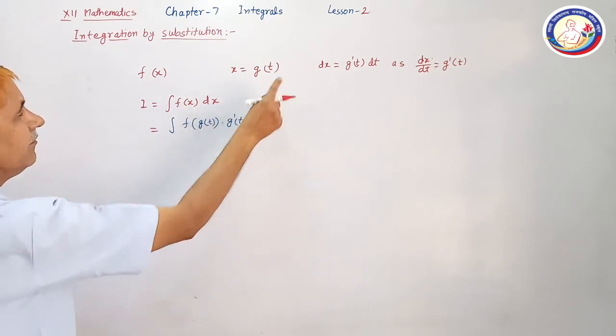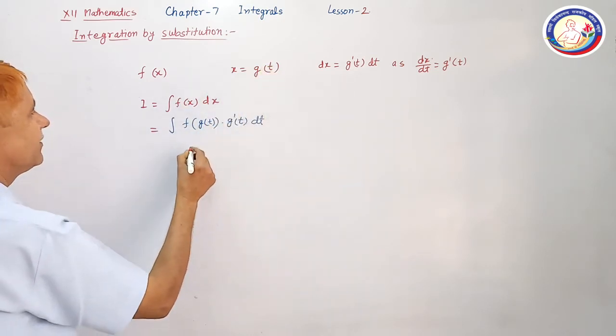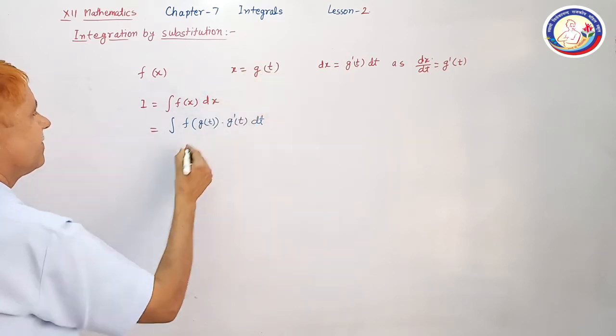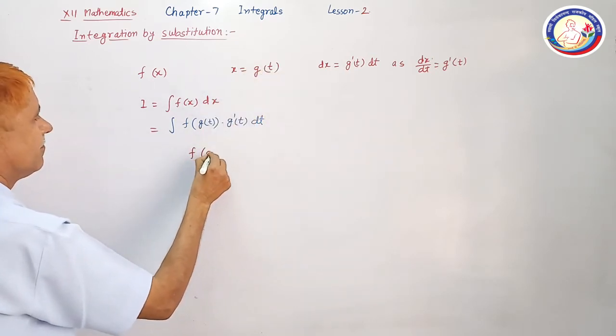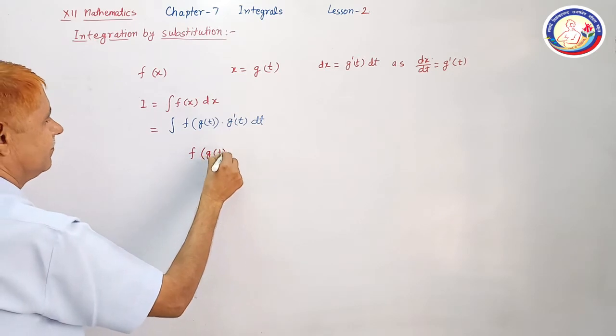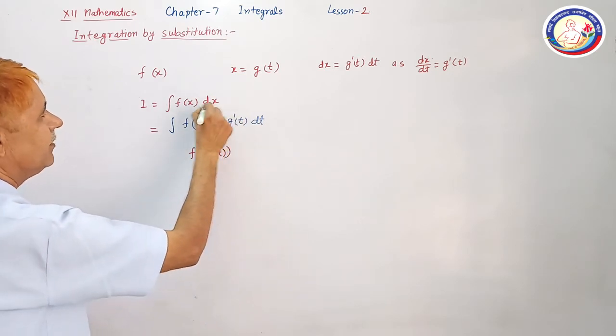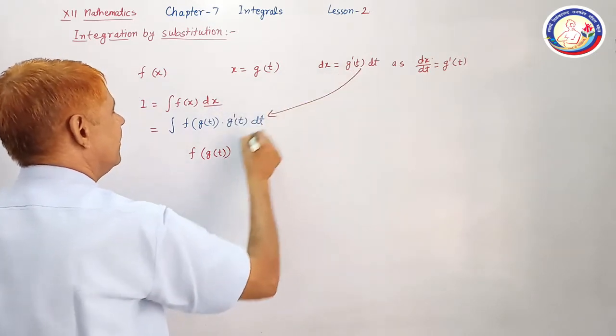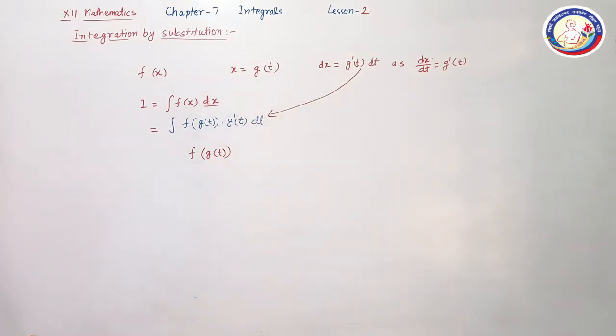What is f(x)? We have written in place of x, g, a function of t. And then what is dx? It is from here. We put this value here, and this will be the new function.